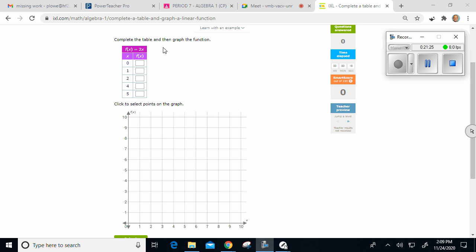So, complete the table, then grab the function. So you're doing the same thing that we just did with the notes page. Your function is at the top, f of x equals 2x, and your x values are in the column. So if we put in 0, 2 times 0 is 0, 2 times 1 is 2, 2 times 2 is 4, 2 times 4 is 8, 2 times 5 is 10. There you go, my table's completed.